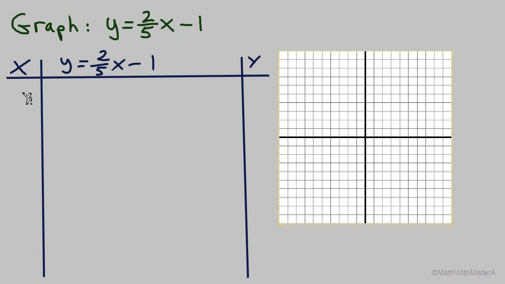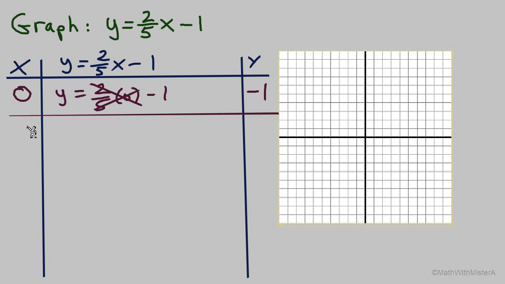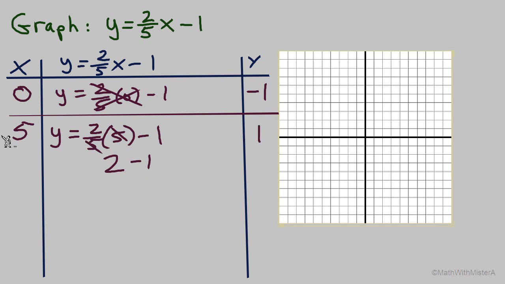Here's my table, and I'll first choose x equals 0. Y equals 2/5 times 0 minus 1. So that's a 0 minus 1 equals negative 1. Next, I'm choosing a number that is divisible by that denominator, 5. So I'm choosing x equals 5. Y equals 2/5 of 5 minus 1. And 2/5 times 5 equals 2 minus 1. The 5 and the 5 divide out. 2 minus 1 equals 1. There's another ordered pair solution.